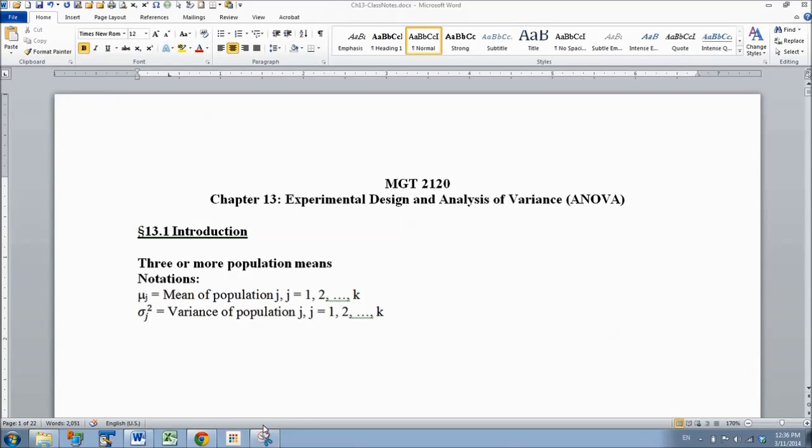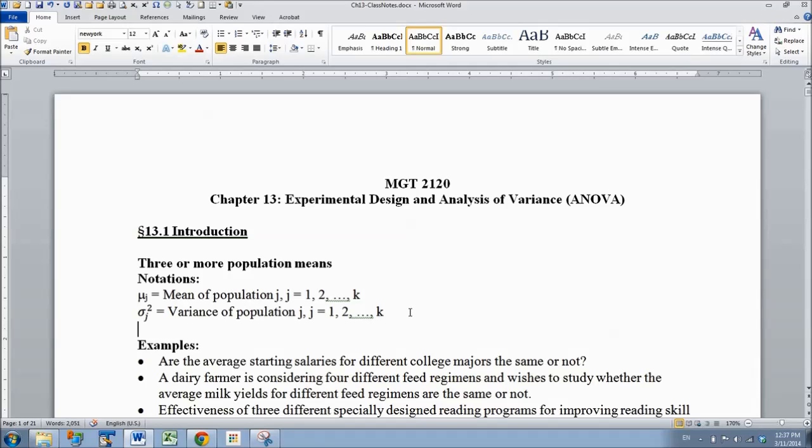So basic notations we use are mu sub j, the mean of population j going from 1 through k populations. And similarly, sigma squared sub j is the variance of each of those k populations. Now let's look at some examples of three or more populations. Suppose we want to see whether there is any difference in the starting salaries for different college majors. So each major will be a population. There are, for example, 10 or 15 majors, and in each major we have graduates, and then see whether the starting salaries for each of those different majors are the same or different.